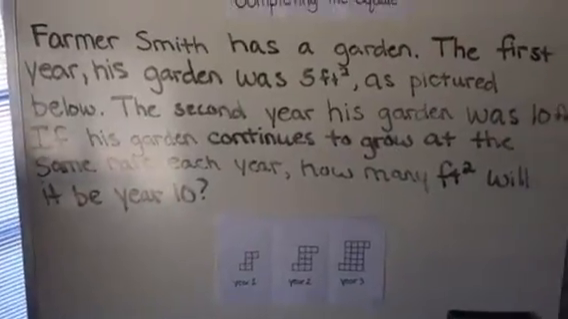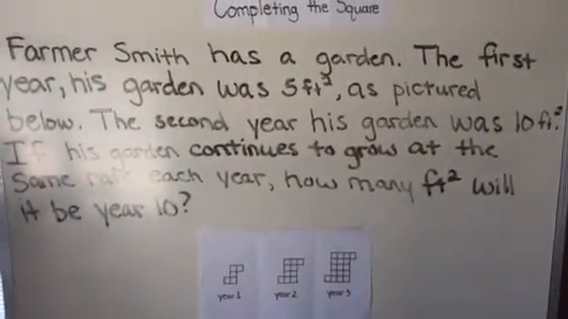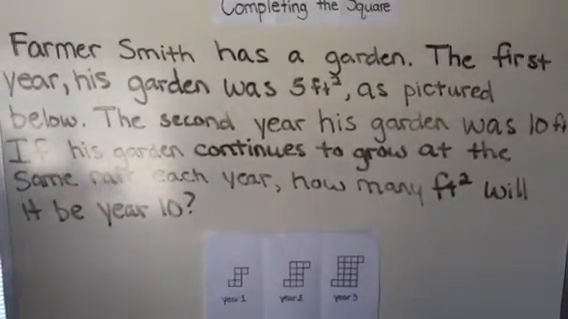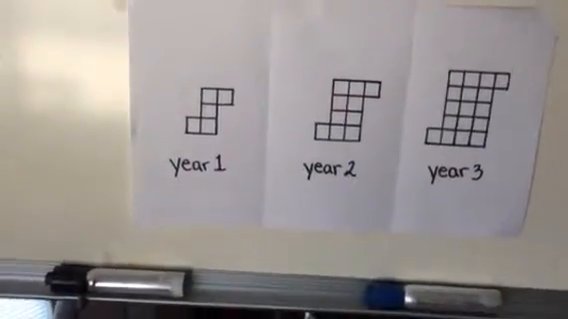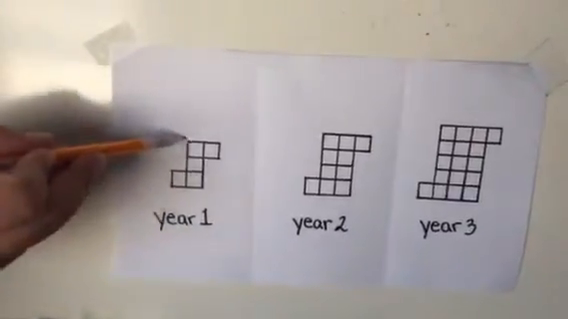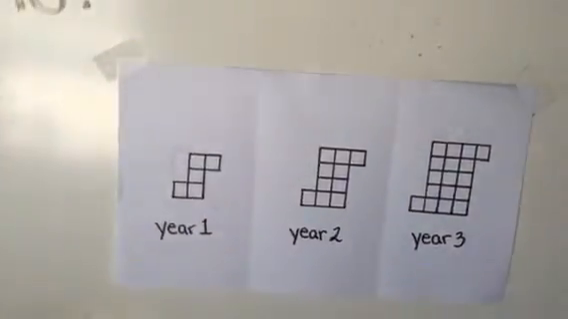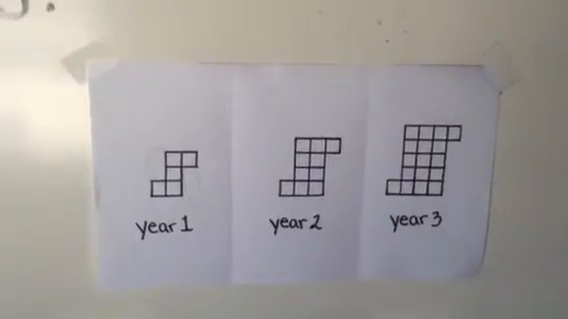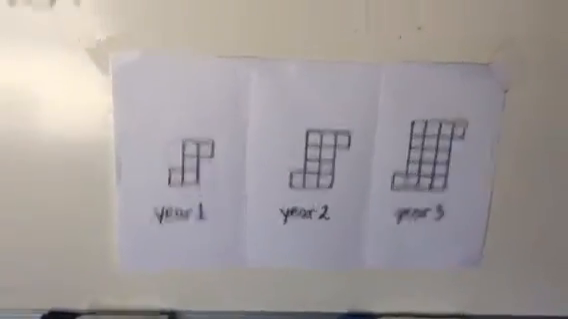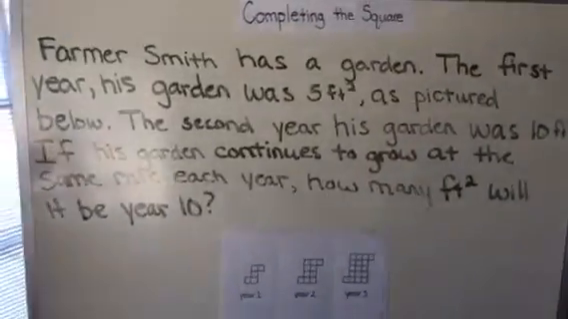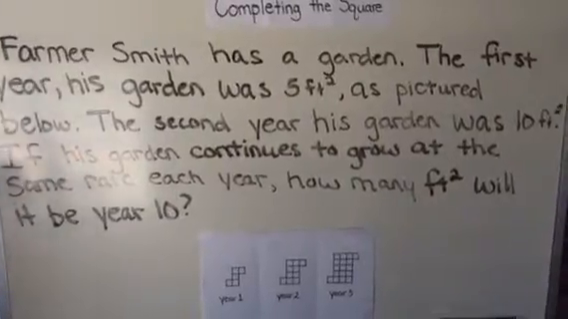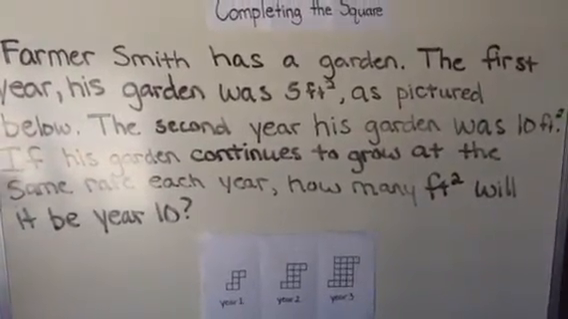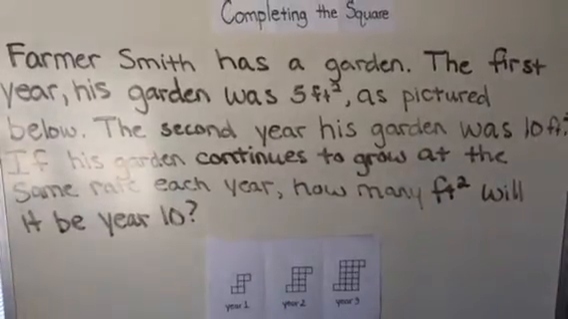There are multiple ways to solve this problem. Today we are going to focus on solving it using the completing the square method. The shape of the garden lends itself to this method. As you can see, the garden is essentially a square with two sections missing. Let's look back at the problem. It says, if his garden continues to grow at the same rate each year, how many feet will it be year 10? In order to find the size of the garden year 10, we must determine an equation for the growth of the garden.